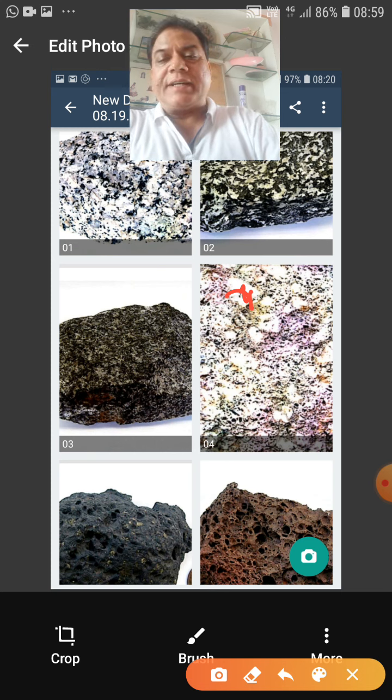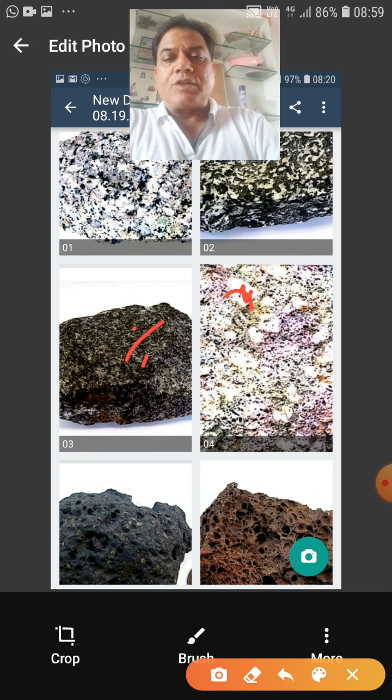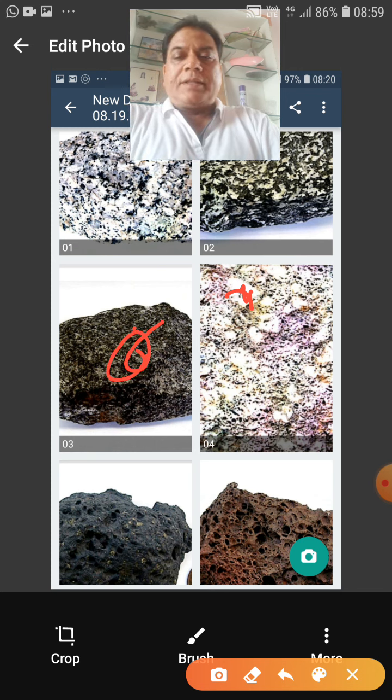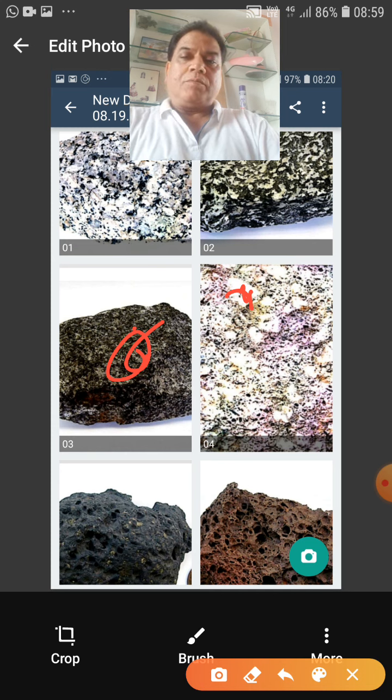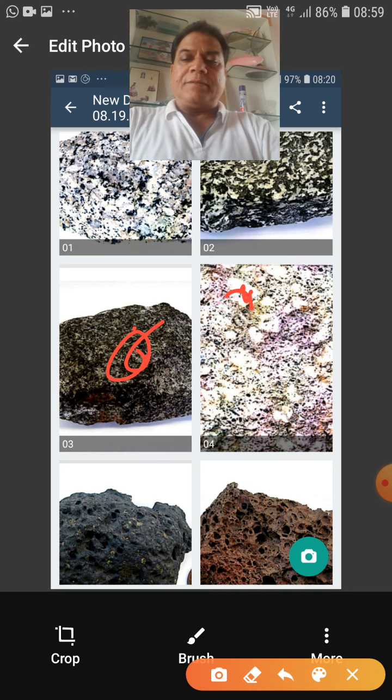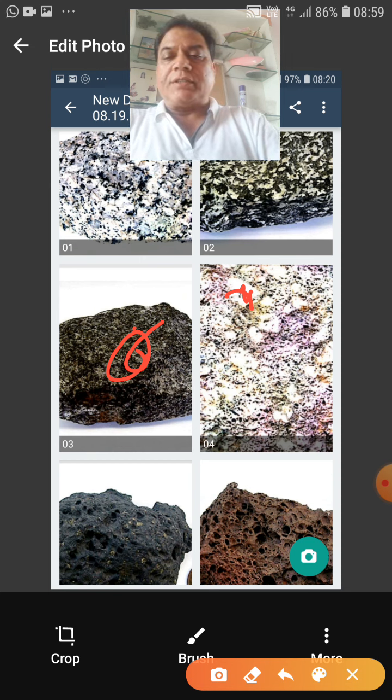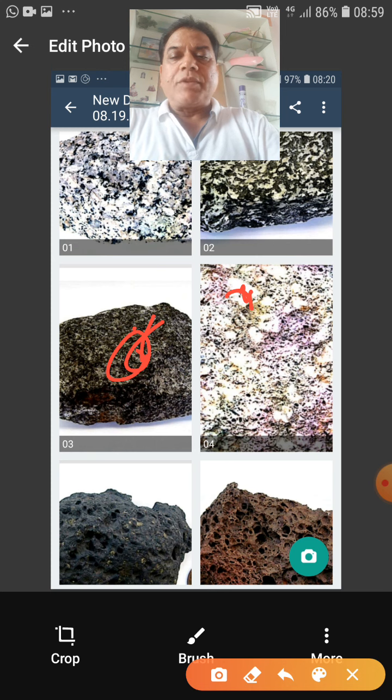The next sample here, this one, is again a rock which is more towards the melanocratic, right? And the composition of this is mafic minerals plus calcic feldspars and it is fine grained, right? And this is fine grained. So this is a volcanic rock, that is your basalt.